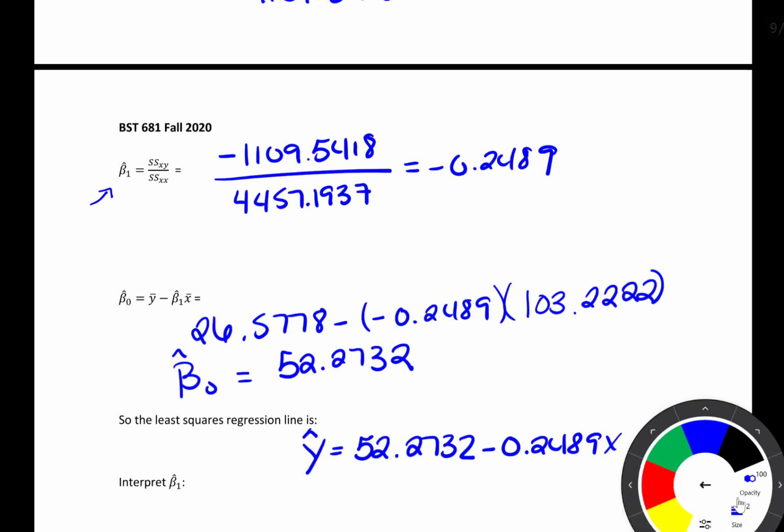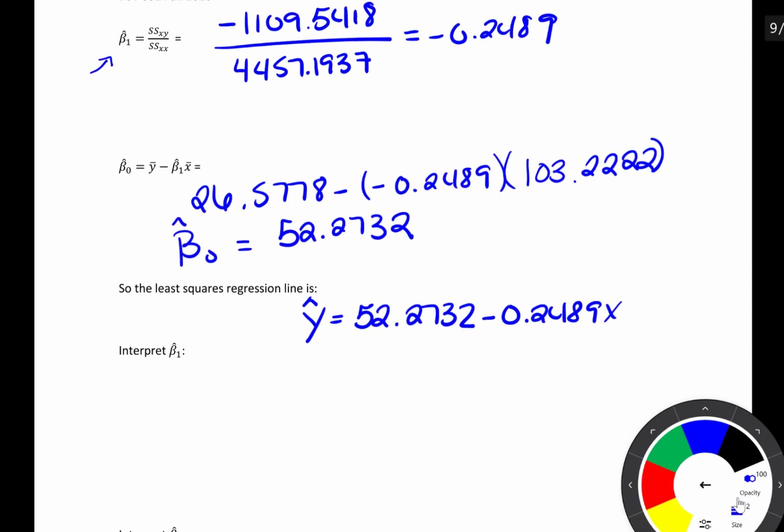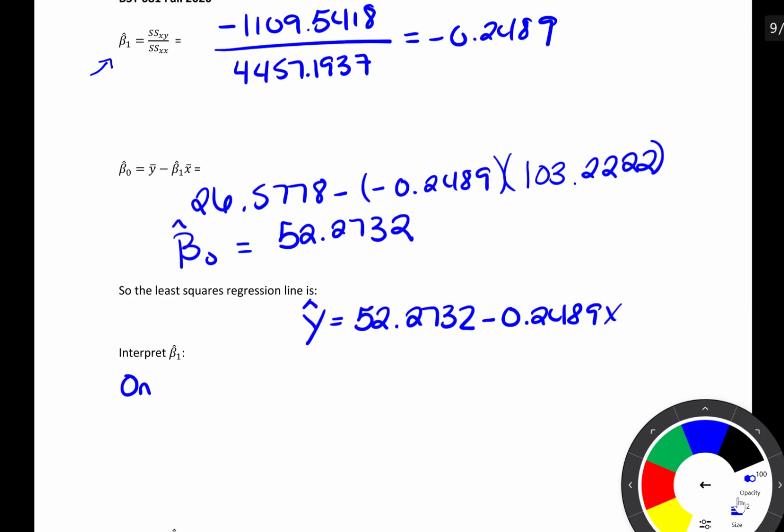And now each of these statistics has a particular interpretation, so let's write down what those interpretations are. First thing we're going to do is interpret the estimate of the slope. So the estimate of the slope is on average.